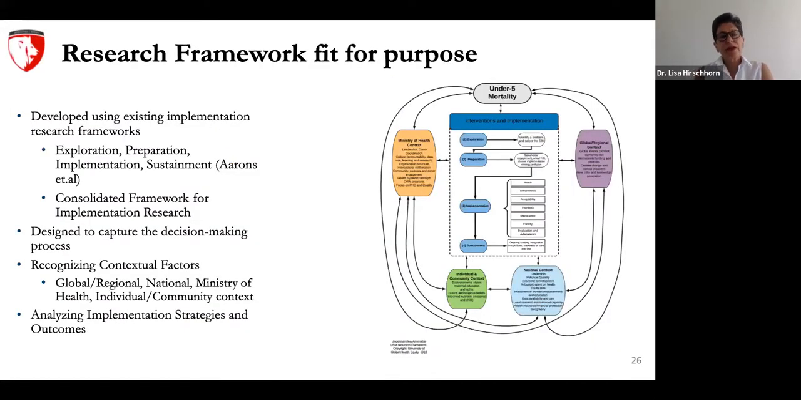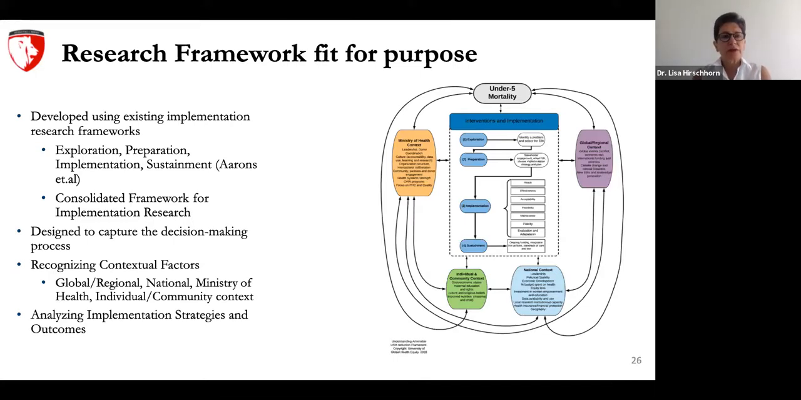So what we did was we actually spent a while looking at the existing implementation research frameworks, and we decided to combine them. Again, this goes to this idea that implementation science is an evolving practice, and that you need to figure out how to make something that is really fit for purpose for what you're actually doing, while maintaining the rigor that defines it as research.